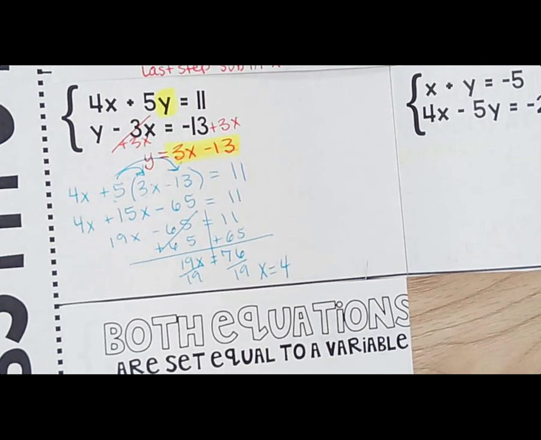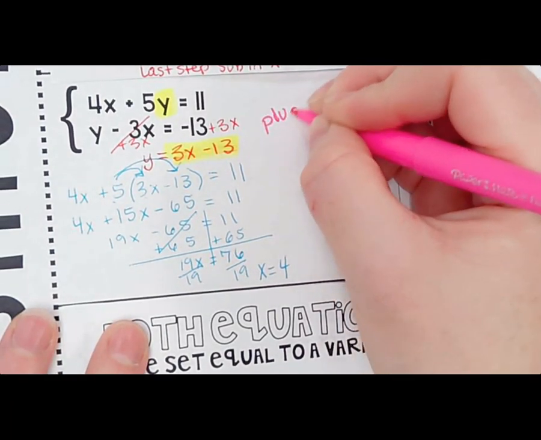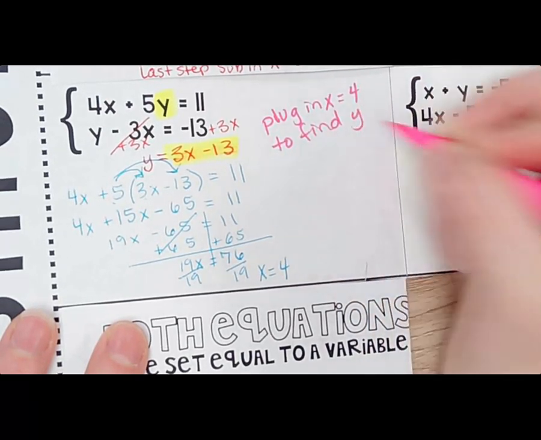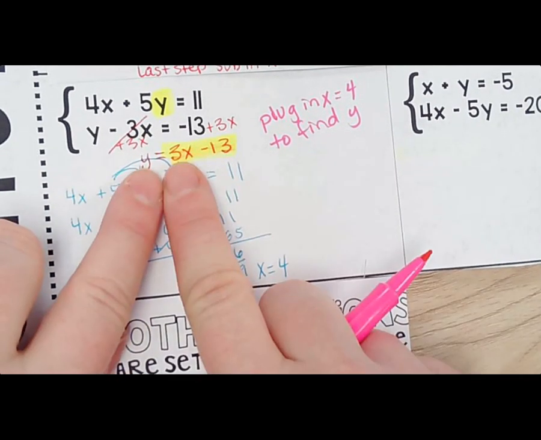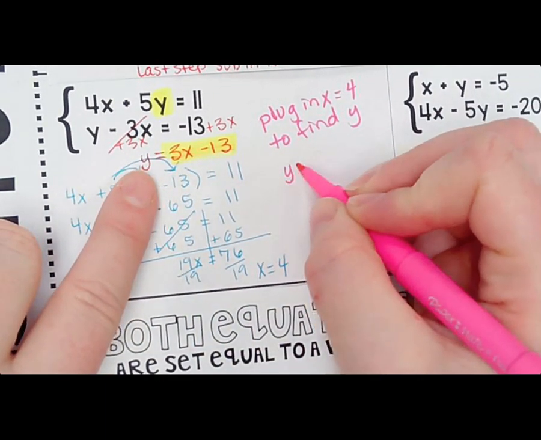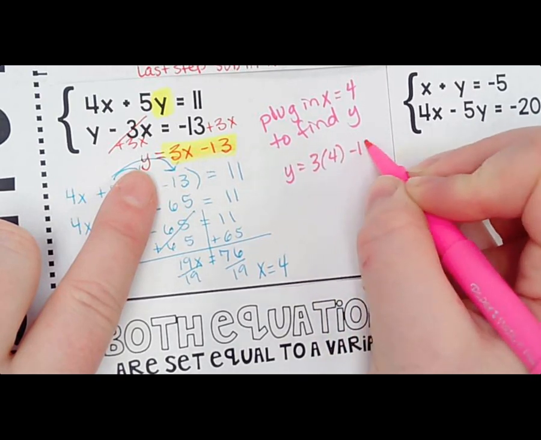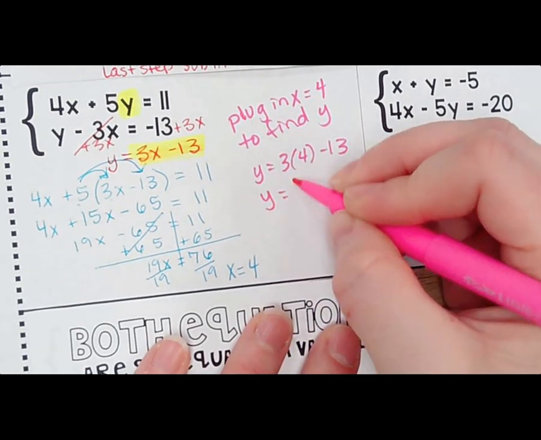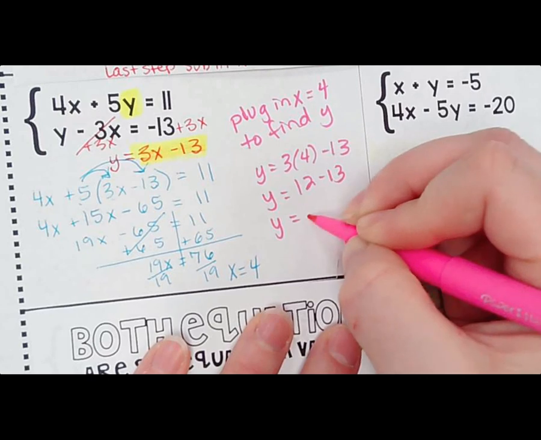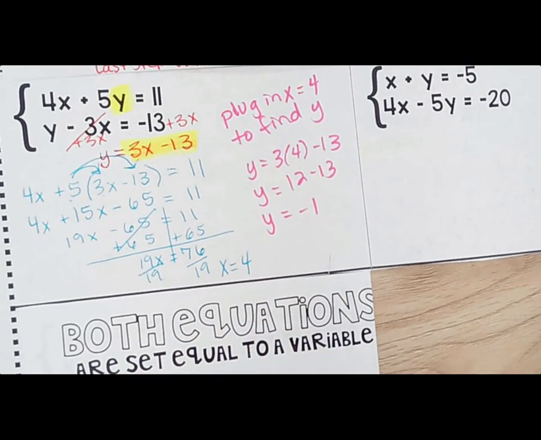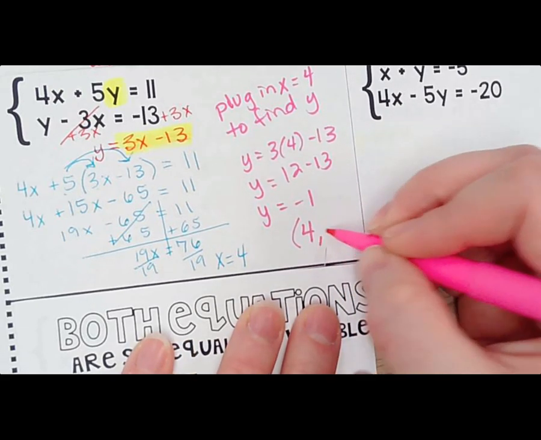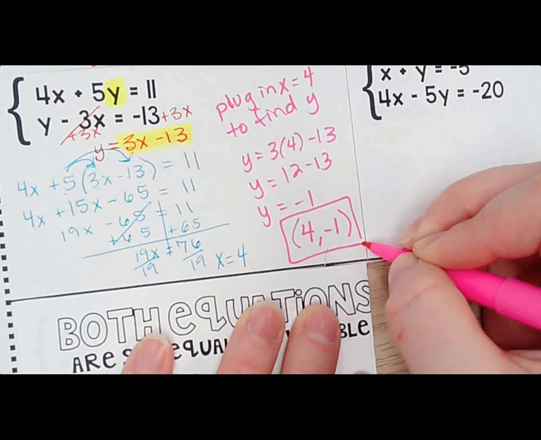Where would be the easiest place to plug in so we can find y now? We're at 3x minus 13. So y equals 3 times 4 minus 13. Yeah, that's 12 minus 13. So y equals negative 1. Oh, it's x, y. x comma y. So what's x? 4 comma negative 1 is our solution.